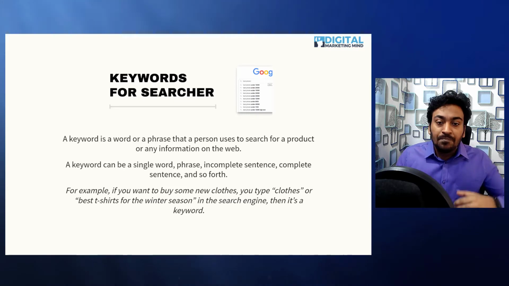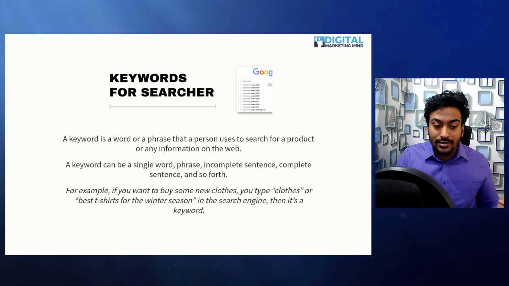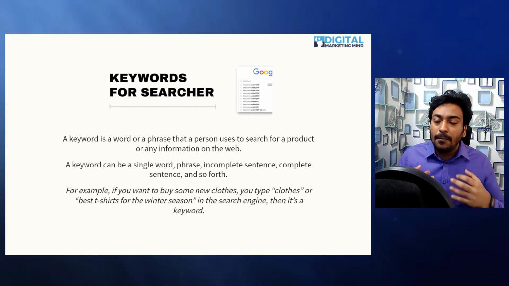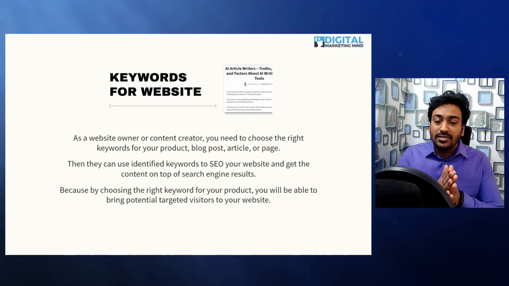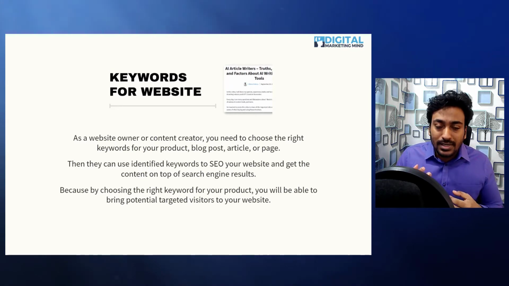For example, if someone wants to buy new clothes, they might type "clothes" or "best t-shirt for the winter season" in the search engine, where both of these are keywords, even if it's one word or almost a phrase. Depending on the user's need, whatever word they type will be considered a keyword. Now let's take a look at keywords for website holders or website owners.